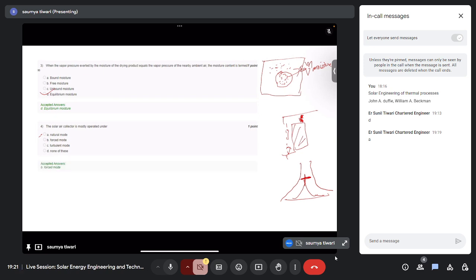Okay, because we are using some external means, these fans and blowers. So the correct option will be forced mode. Now, the next question is, the outlet air temperature of solar air collector. How does it depend on the mass flow rate? Does it depend on mass flow rate? If yes, then how? Whether it increases or decreases if we decrease the mass flow rate?